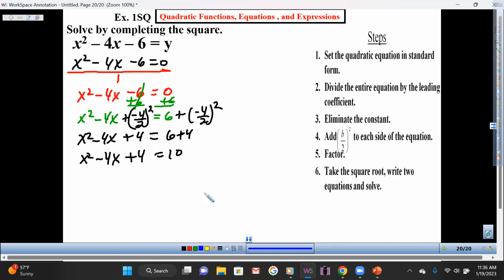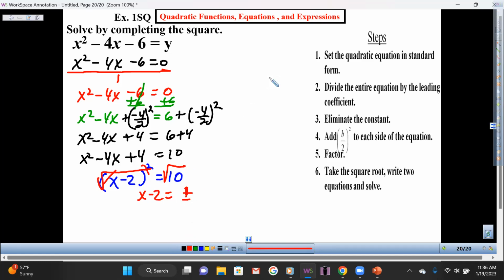continue. Jaden. Okay, so what are my factors? X minus 2 squared. Thank you. Continue. Alyssa. Square root to both sides. We end up with x minus 2 equals plus minus square root of 10.